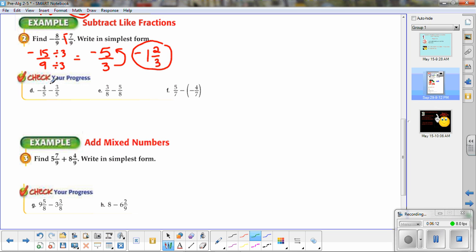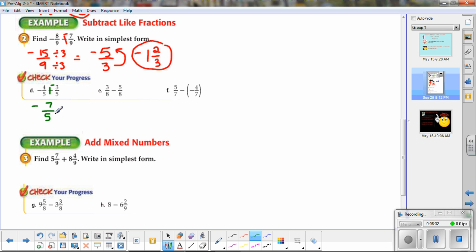In this example, negative 4/5 minus 3/5, you're going to change it to adding the opposite, or chop minus. And they're both the same signs again, so you're going to add the numerators. 4 plus 3 is 7. Keep the denominator the same. A negative plus a negative is still going to be negative.